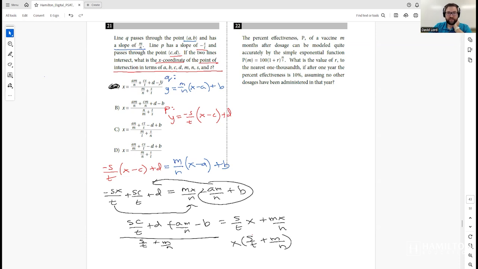C over T, perfect, plus D minus B, checking everything. Let's verify, check B, C, and D and cross them off then. B has CM over N, which was not one of the terms we have. So we can cross off B. C has AN over M, CT over S, so those are kind of flipped around. And D has AN over M, CS over T. Yeah, again, they're flipped around. Oh, cool. So the answer was A.